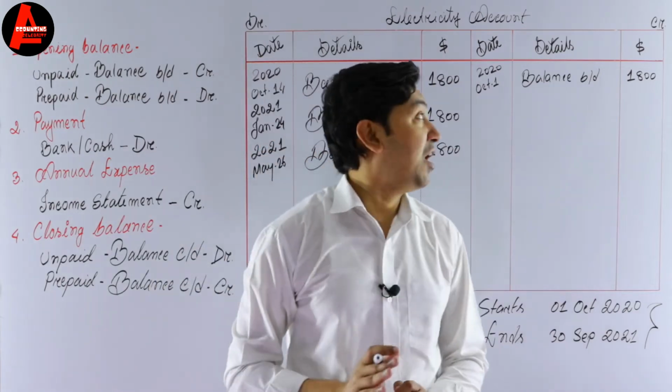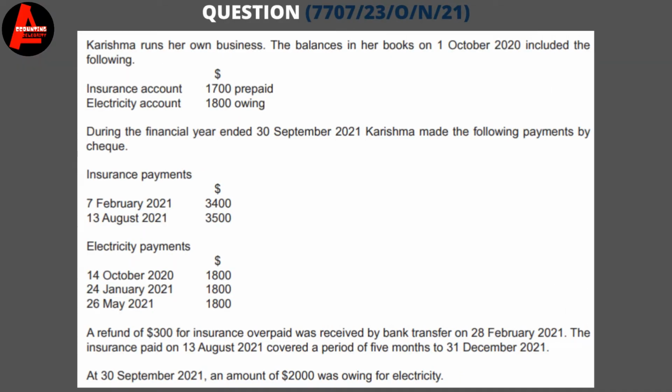Then what do we have in the question? Let us look. A refund of $300 for insurance overpaid is taken to the insurance account. The insurance paid on 13 August is also taken to the insurance account. At 30 September 2021, an amount of $2,000 was owing for electricity.